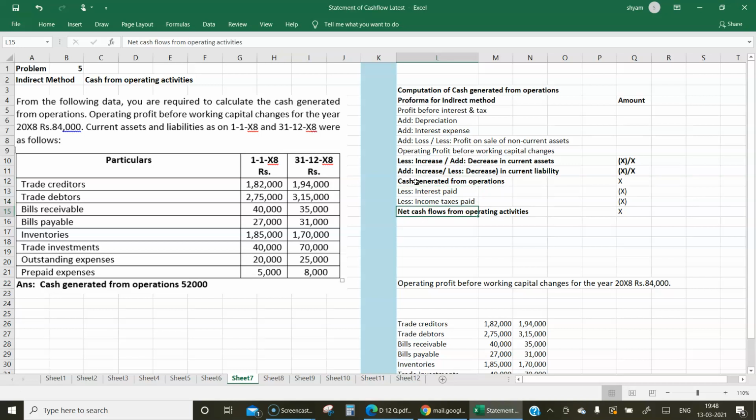This is something like gross profit, operating profit, and net profit. The first element that you get from adjusting all this is this number, operating profit before working capital changes. Adjust these two, you will get cash generated from operations. Adjust these two, you get the last number. So we'll start now.